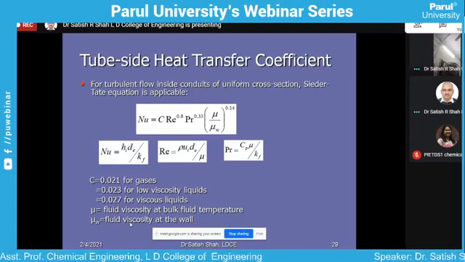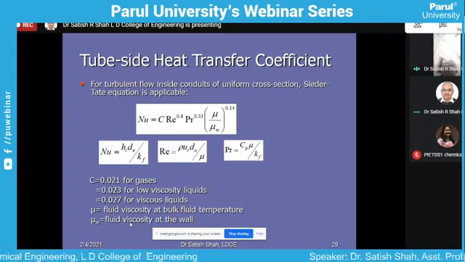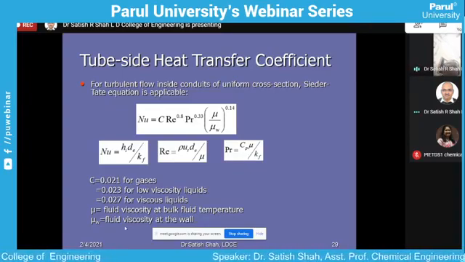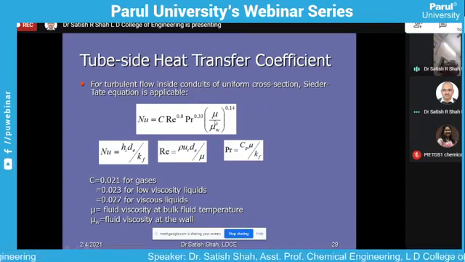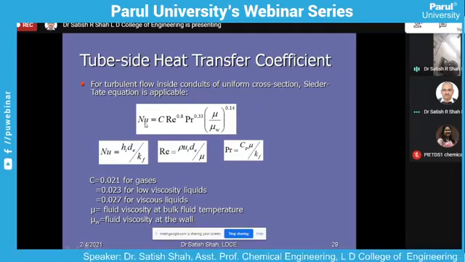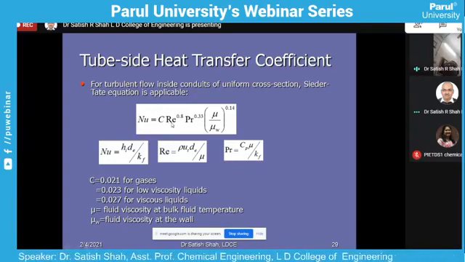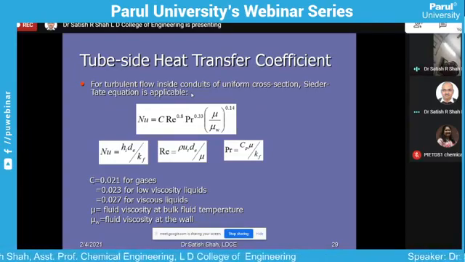Now see, tube side heat transfer coefficient. How to calculate the tube side heat transfer coefficient? There is a standard formula available, known as the Sieder-Tate equation, or the Dittus-Boelter equation. That is the best thing that we have: Nu is equal to C Re raised to 0.8, Pr raised to 0.33, mu by mu_w raised to 0.14. In which, what is Nu? Nusselt number, hD by k. What is Re? Reynolds number, D u rho by mu. What is Pr? Prandtl number, Cp mu by k.